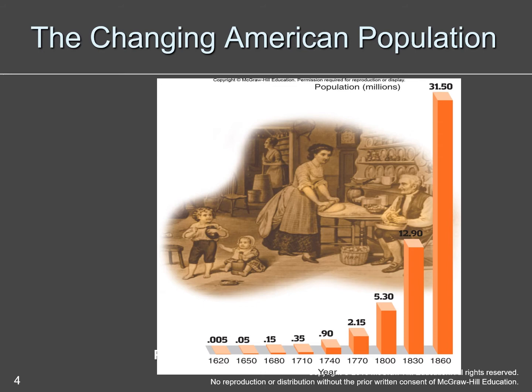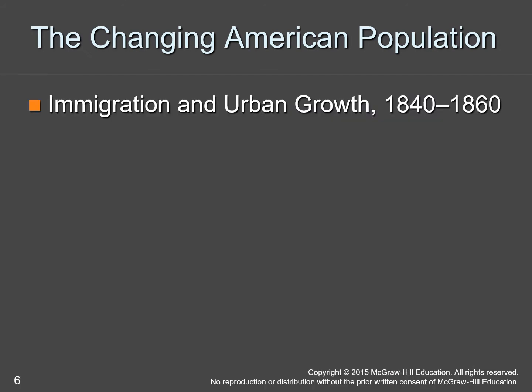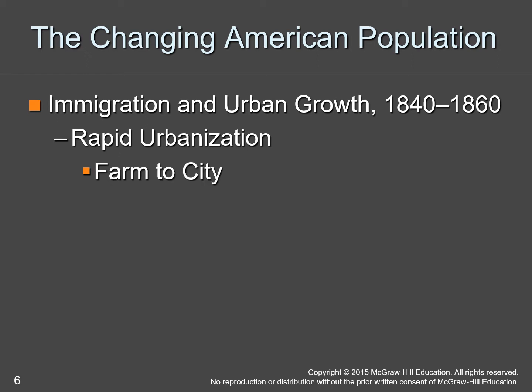Okay, a graph demonstrating the rapid increase in population. Another graph depicting the total immigration from these eras. So what we have here is the immigration that's coming over. First, it's the rapid urbanization. Again, the Irish are coming to the bigger cities, and they're going to work in the factories that are popping up.